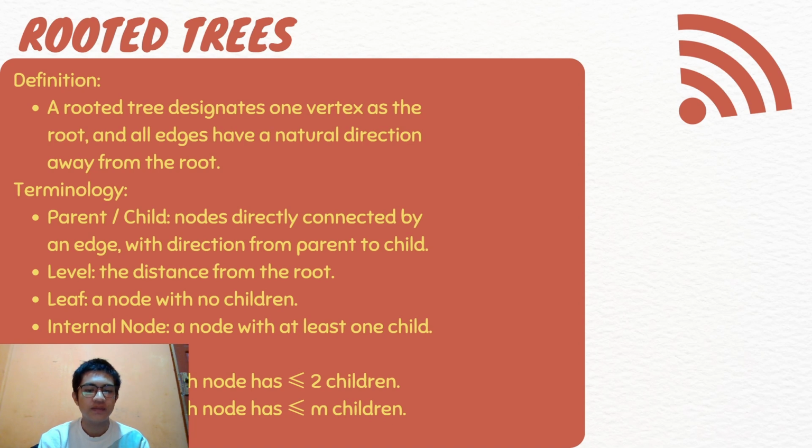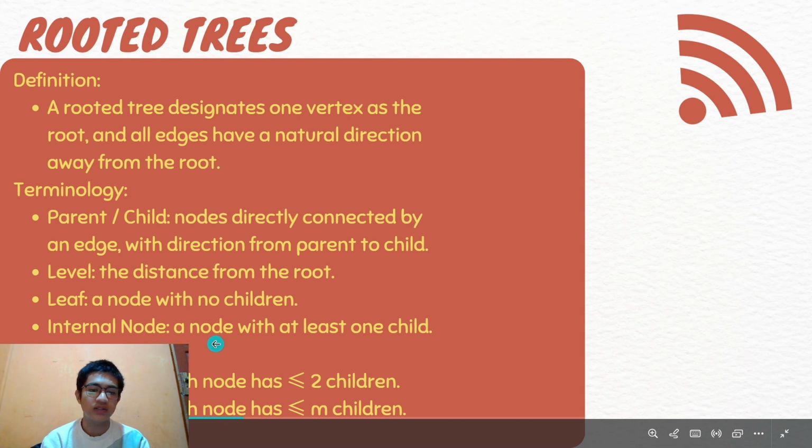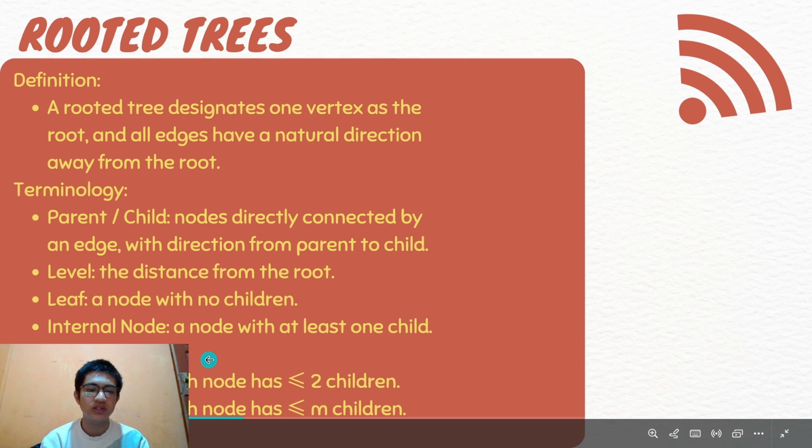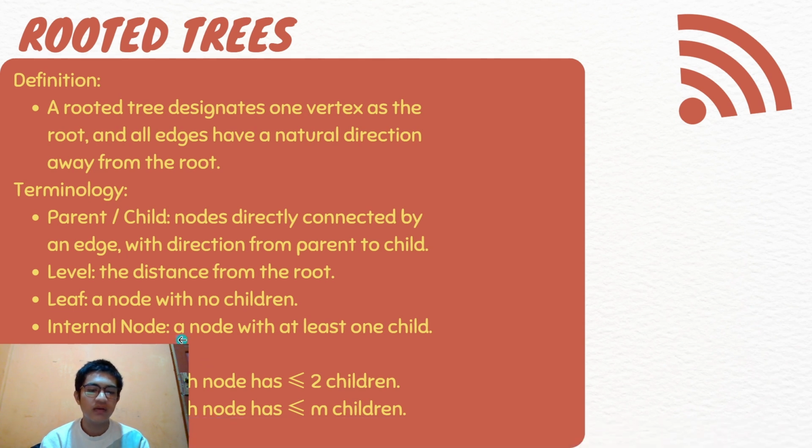There are different types of rooted trees, such as binary trees, where each node has at most two children, and m-ary trees, where each node has at most m children.